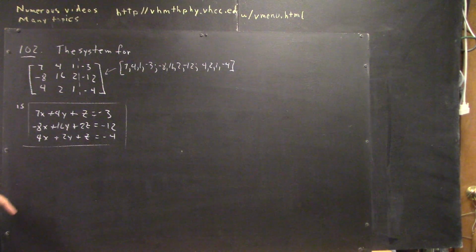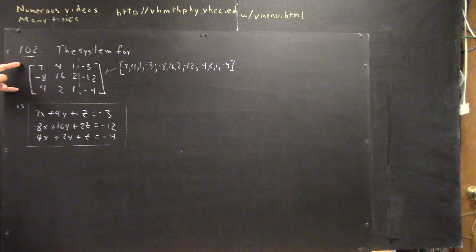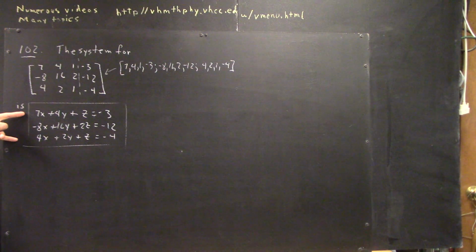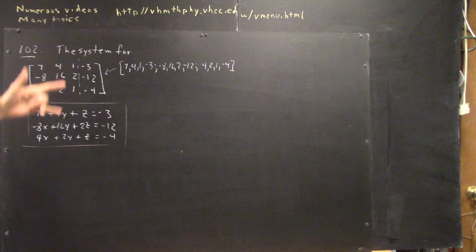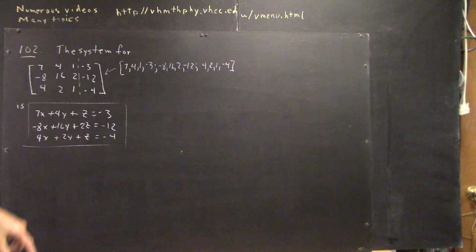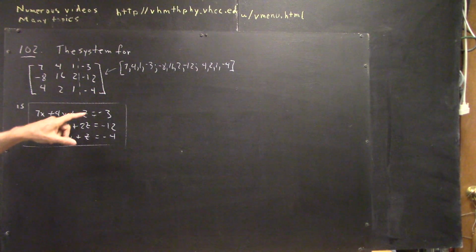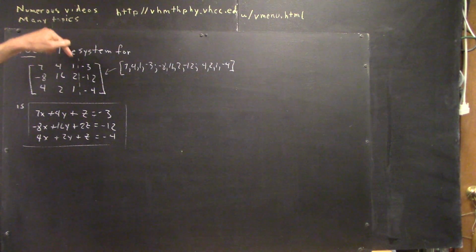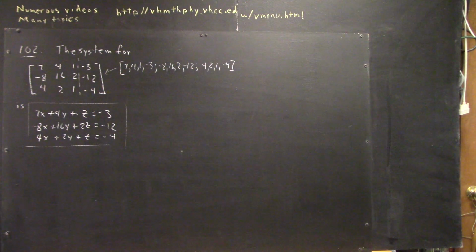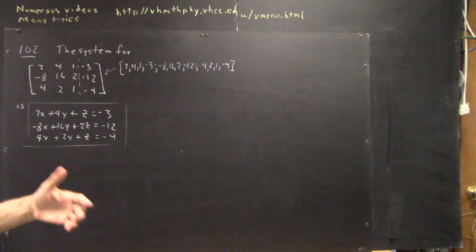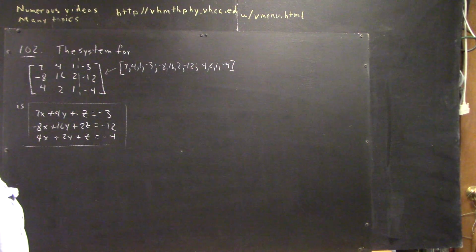So you have to know how augmented matrices represent systems. You have to know how the first three columns of this matrix represent the left-hand sides of these equations. Absolutely essential. Then you have to know what you get when you reduce them.